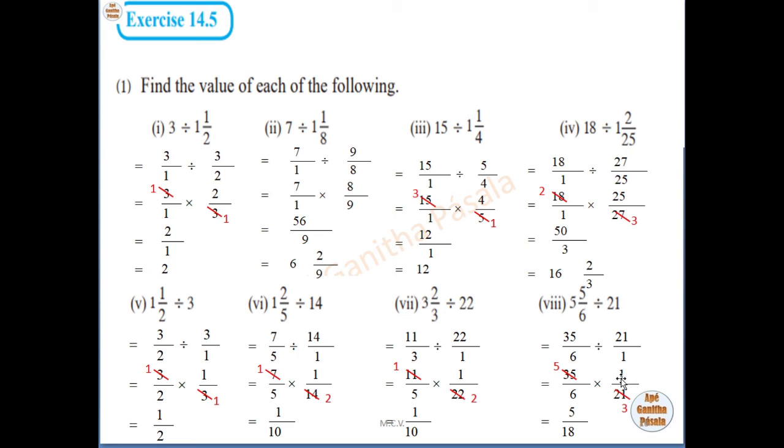Check whether 35 and 21 are divisible by any common number. They are divisible by 7. 7 into 3, 21. 7 into 5, 35. That's only 6 and 1, you can't simplify. 5 multiplied by 1, 5. 6 multiplied by 1, 6 multiplied by 3, 18. 5 over 18.